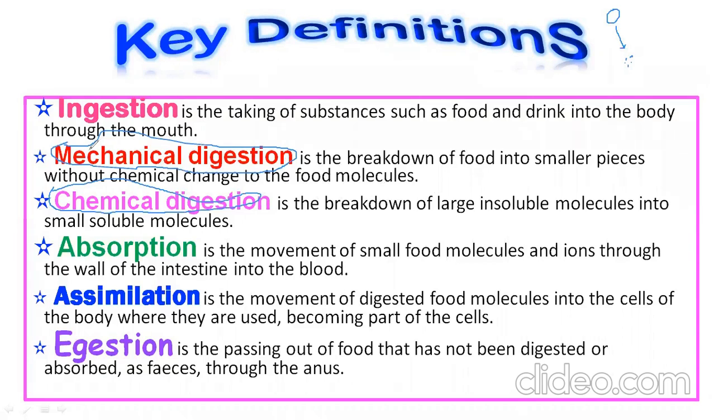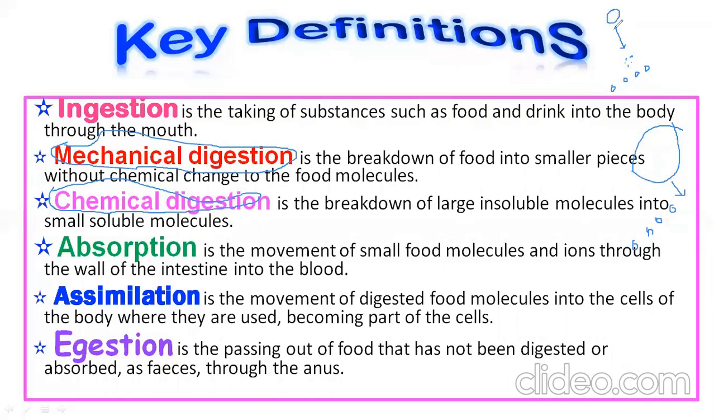Now, what is the importance of mechanical digestion? You should be clear about it. If food is converted into small pieces, the surface area is increasing. First of all, it is a big molecule, so not all parts of it are exposed to the enzyme. But when it is converted into small particles, every part is now exposed to the enzyme. This is one of the importance of mechanical digestion. Let me once again tell you.